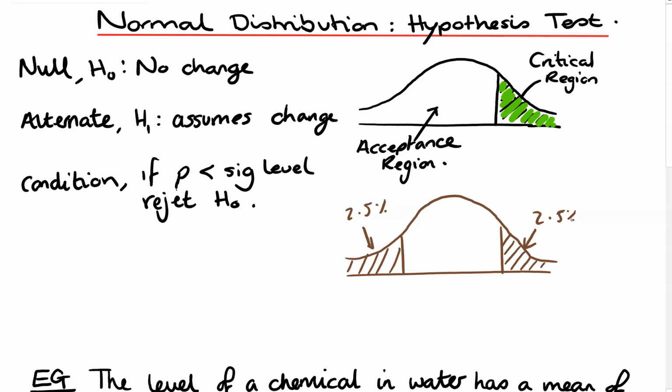Right, let's get on. I'm going to do both of these. I've got two examples, so I'll do one with critical region and one with p-value.